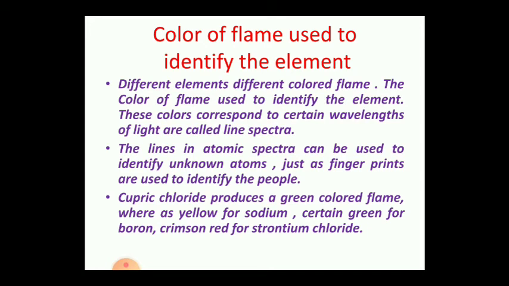We know that fingerprints are used to identify people. In the same manner, the lines in the atomic spectra can be used to identify unknown atoms or elements. For example, cupric chloride produces a green colored flame, sodium produces the yellow colored flame, strontium produces the crimson red color flame, and boron a green colored flame.